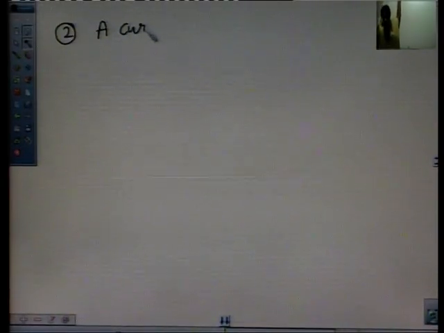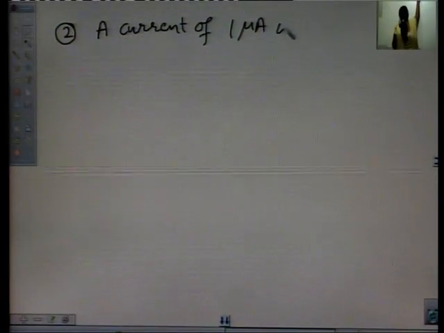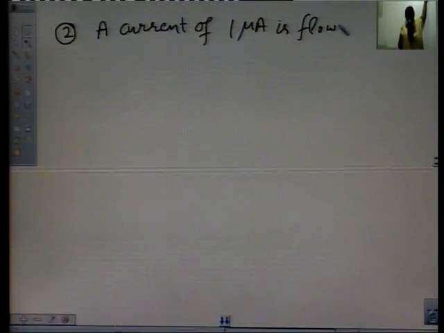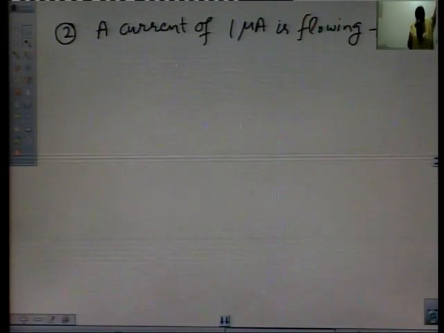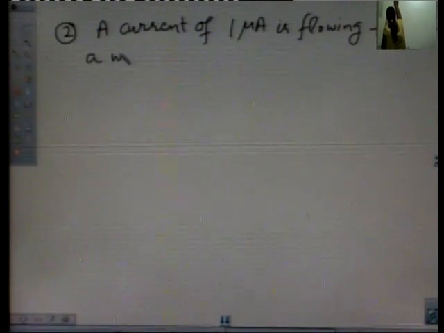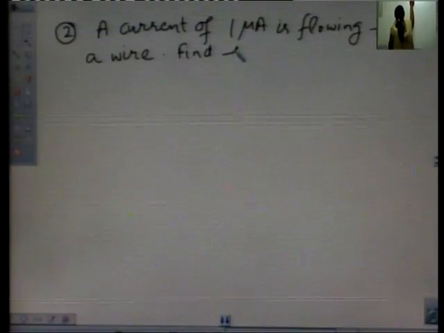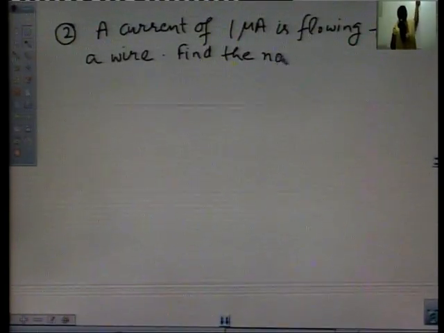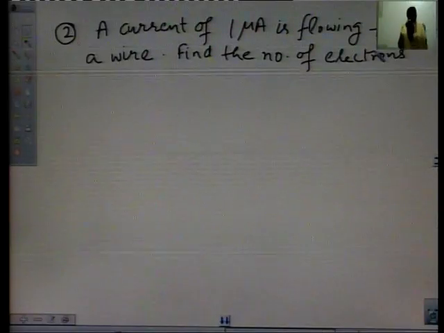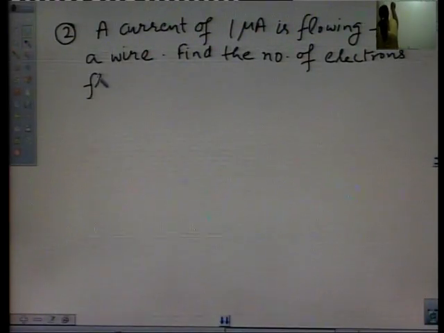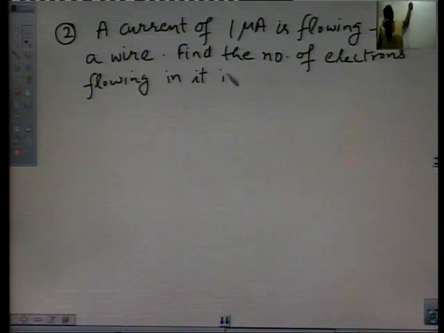A current of 1 microampere is flowing through a wire. Find the number of electrons flowing in it in 1 second.